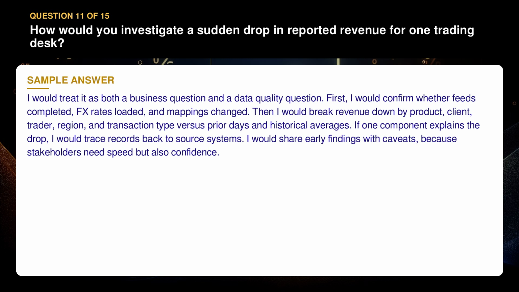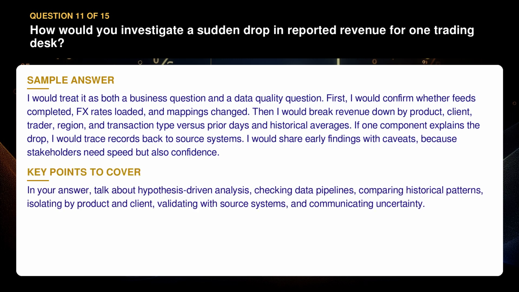Then I would break revenue down by product, client, trader, region, and transaction type versus prior days and historical averages. If one component explains the drop, I would trace records back to source systems. I would share early findings with caveats because stakeholders need speed but also confidence. In your answer, talk about hypothesis-driven analysis, checking data pipelines, comparing historical patterns, isolating by product and client, validating with source systems, and communicating uncertainty.